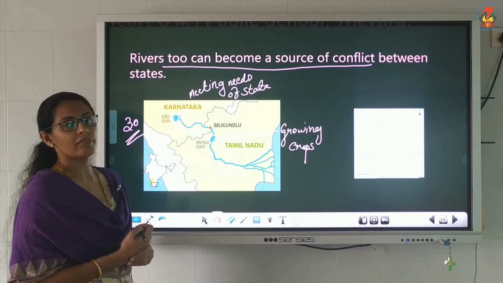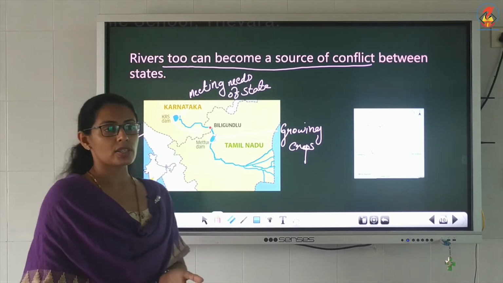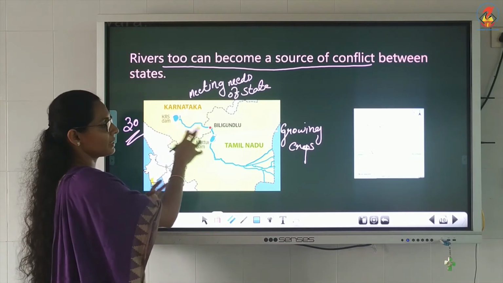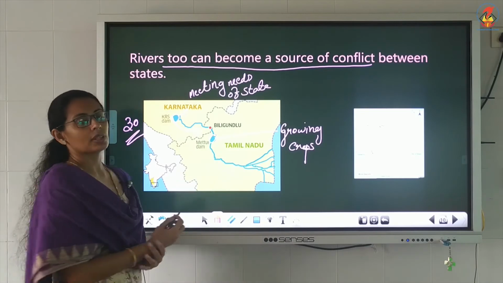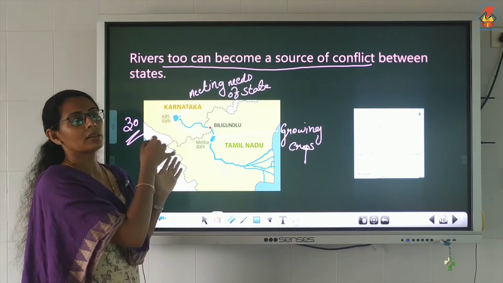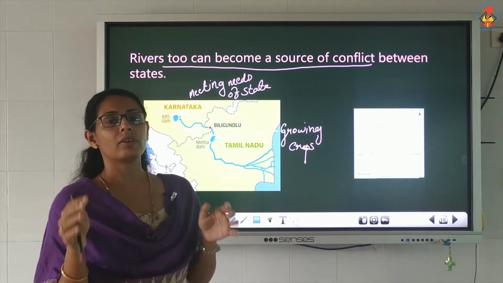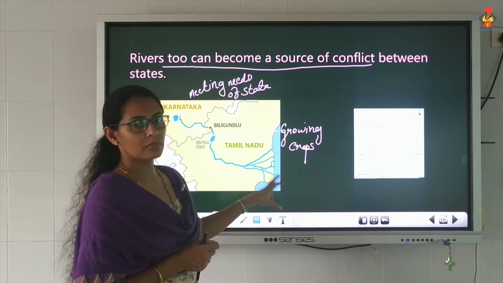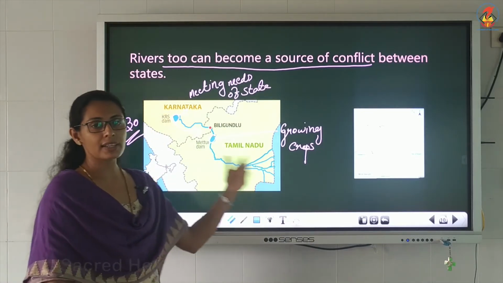And at last the Kaveri Water Tribunal, an organization, came and resolved this: some amount of water you have to maintain, and some amount should be given to Tamil Nadu. This issue is still continuing, but the tribunal is there for looking after that. The Kaveri Water Tribunal has been set up by the government. Understood? Rivers also become a problem that creates conflict.